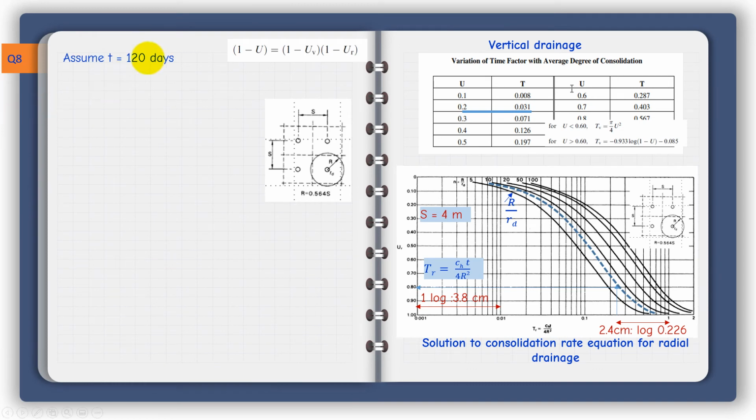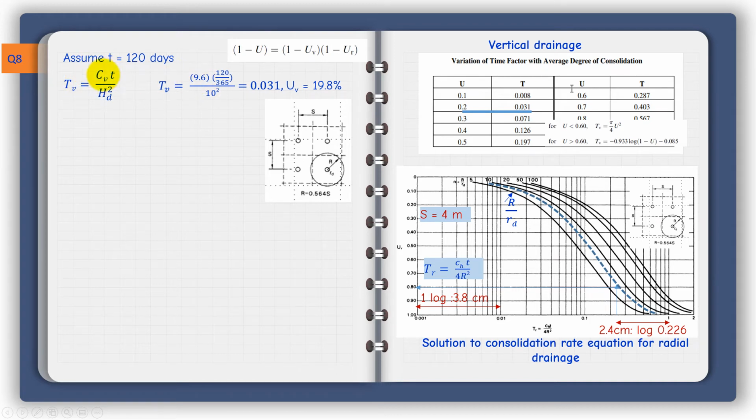First, let us assume T equals 120 days. Remember, this is the equation we are after. The easiest part is to get the degree of consolidation in the vertical direction. So here I can simply substitute in this equation to get the time factor.